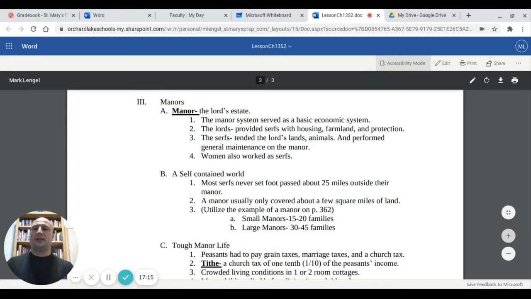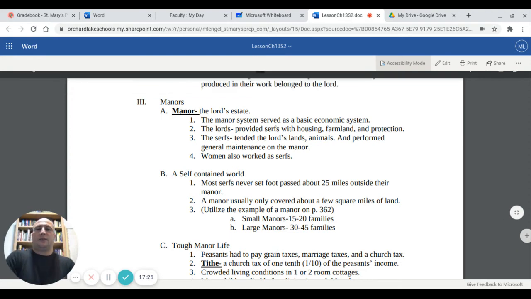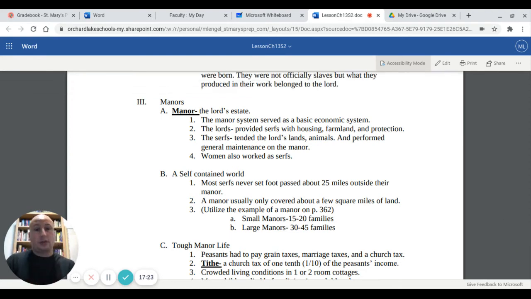This develops into an entire system. It's based on an economic system where the lords would provide serfs with housing, farmland, and protection, like the king, like we talked about at the beginning. And the serfs would then have to take care of the lord's lands, take care of the lord's animals, and perform any general maintenance on the manor. Men and women both served as serfs, by the way. Okay? If you were a serf, you had a pretty tough life.